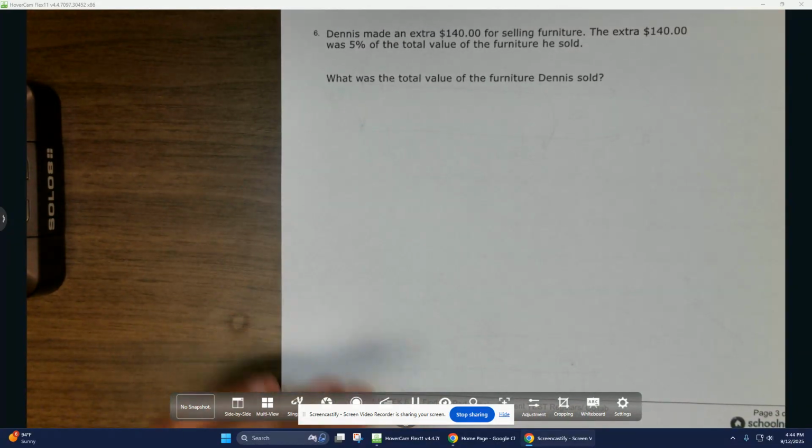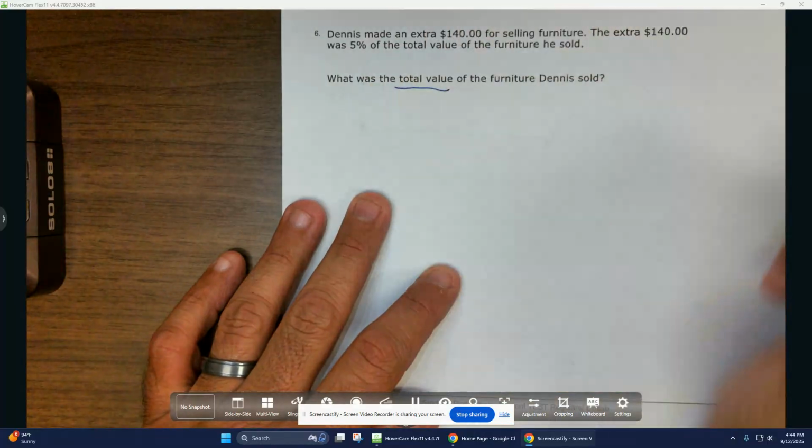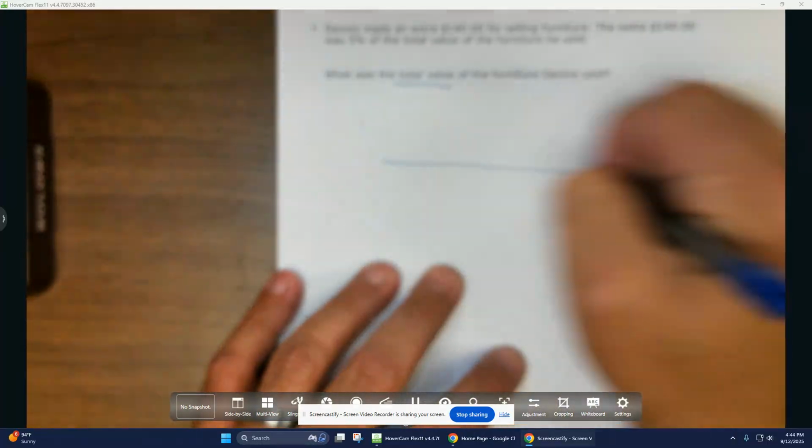Again, another tough problem because it is not multiple choice. Dennis made an extra $140 for selling furniture. The extra $140 was 5% of the total. What was the total? We're solving for the total. Dun dun dun.